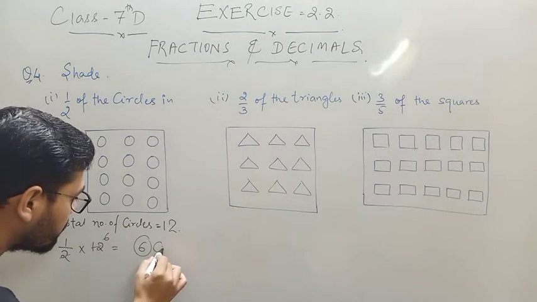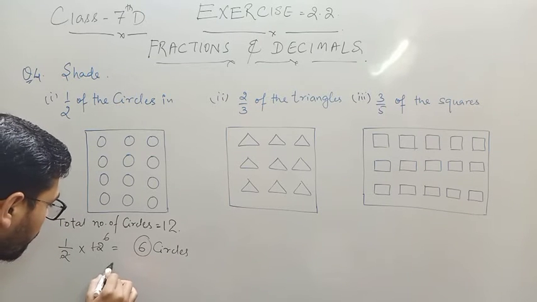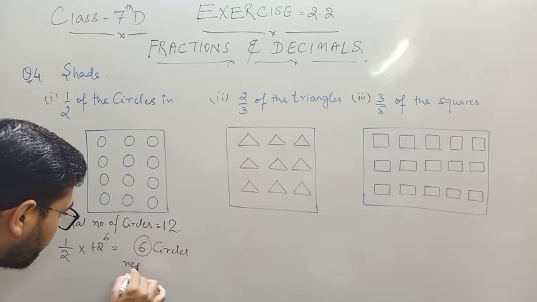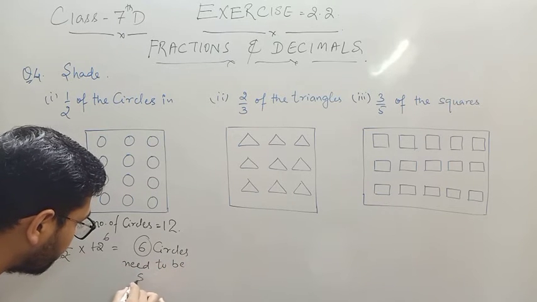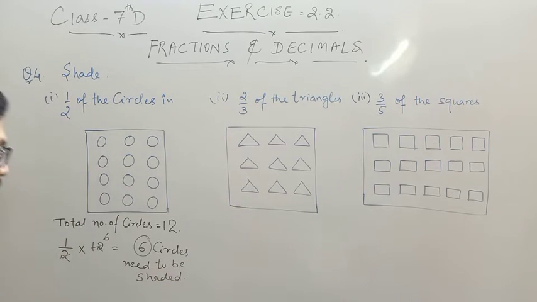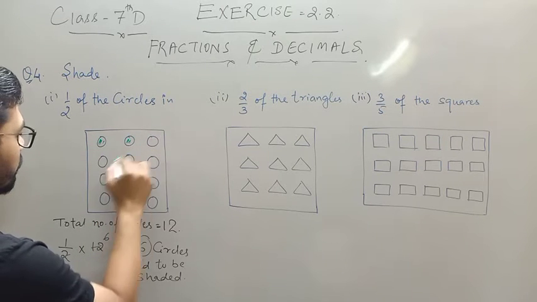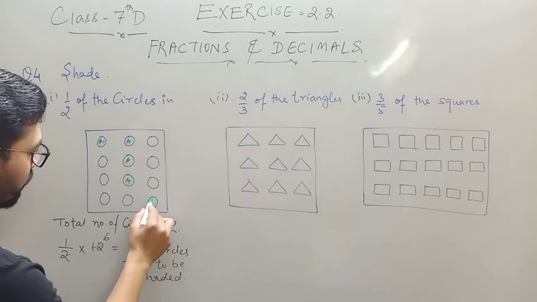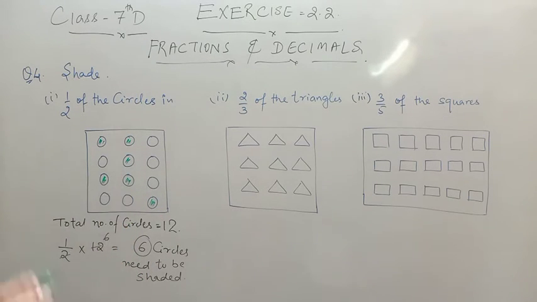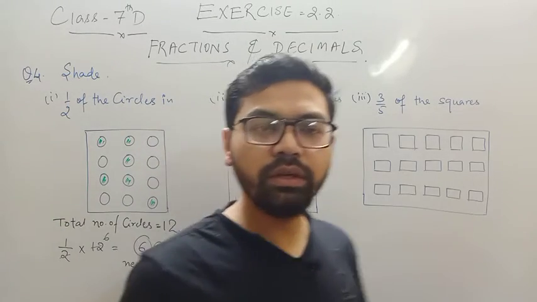So 6 circles need to be shaded, okay? So out of 12 you can shade any 6 circles like this. Let's say 1, 2, 3, 4, 5, 6. Any 6 circles you can shade, in any arrangement.